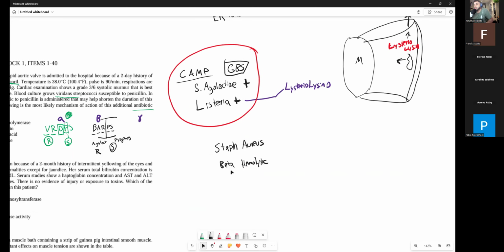And remember that Staph aureus is beta hemolytic. Also remember that strep pneumo is soluble in bile. That's another one.